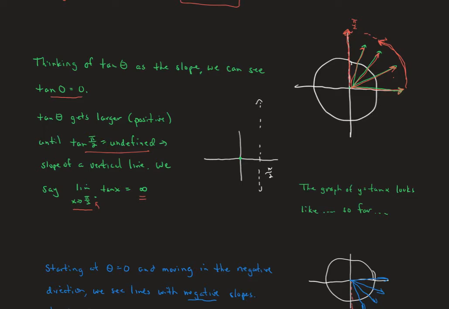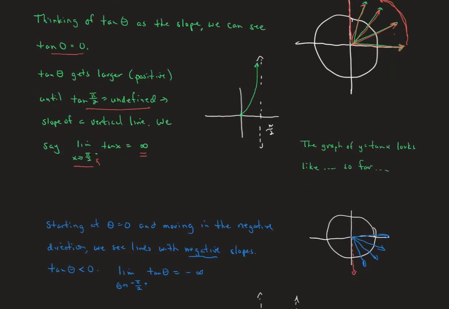So that means we can say we know that tangent of 0 is 0, and we know that as we approach pi over 2 from the left, we're going to get positive values for tangent that are going to go to positive infinity. So there's a part of our graph.